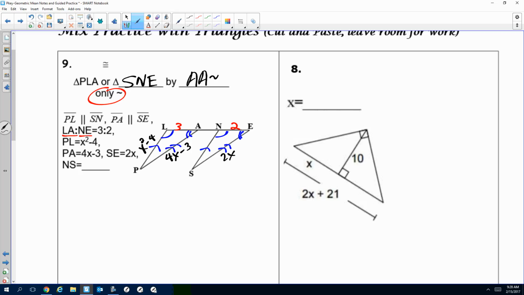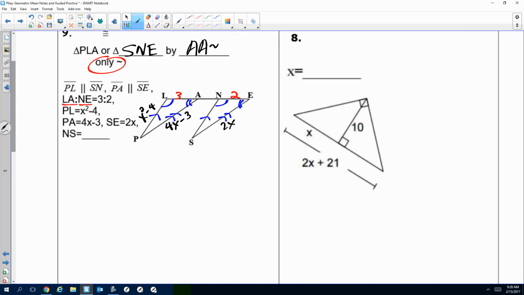So what part of the proportion could we maybe use? Huh? Yeah, 2 to 3. So I can start from here to that. So I can go 2 is to 3 as, I need 2 other corresponding parts. Yeah, 2x over 4x minus 3. Okay, so we didn't even need to use this quadratic. That was just extra information, kind of like to throw you off. So we're not going to have a quadratic here. We're just going to cross multiply and solve.